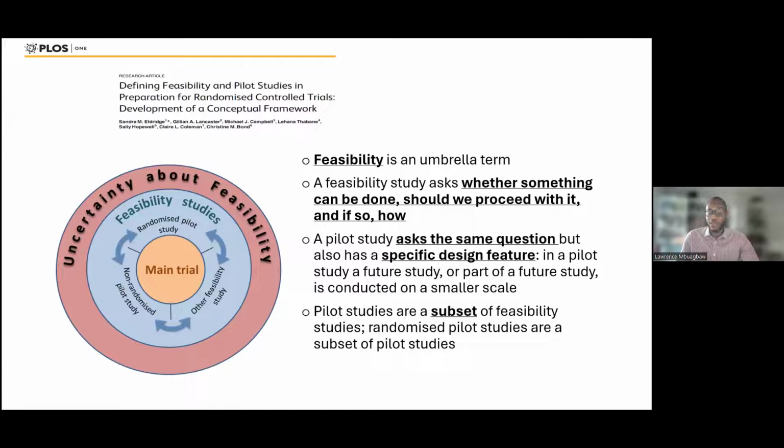By this, I mean you can conduct a pilot study which is not randomized if you are confident that your randomized procedures will work in your larger trial and you don't need to test them in a smaller study.